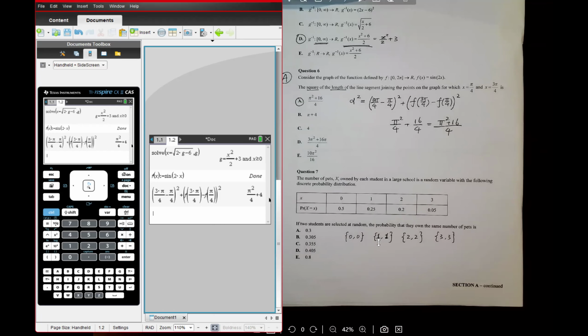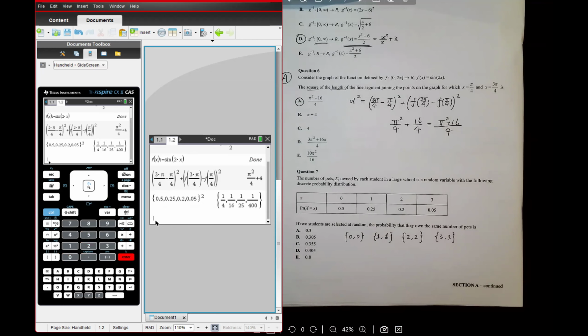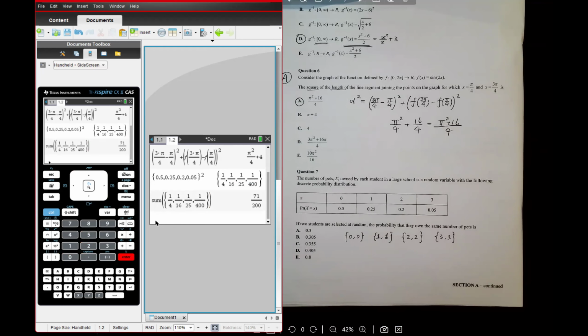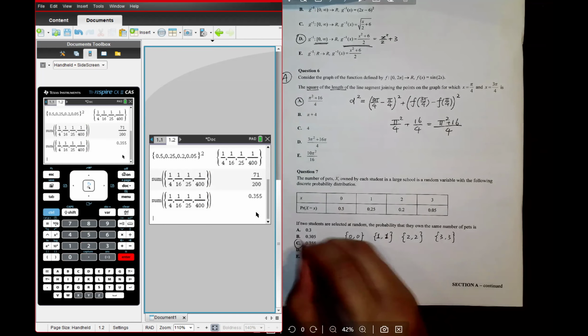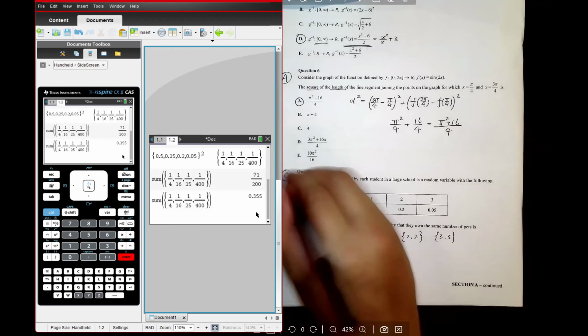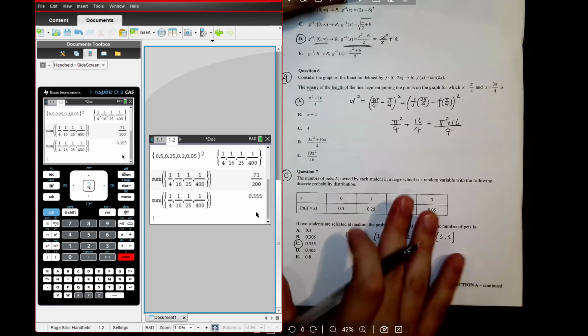Now, 0, 0 is 0.5 squared. 1, 1, that probability is 0.25 squared. 0.2 squared, 0.05 squared. So basically, I could do 0.5, 0.25, 0.2, 0.05, square everything and sum them up. That gives 71 over 200, which is 0.355, okay? That is pretty much question 7. So we can move on and look at question 8.